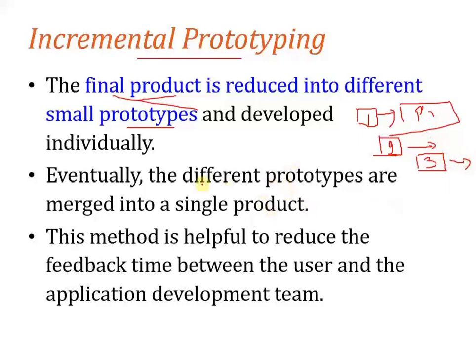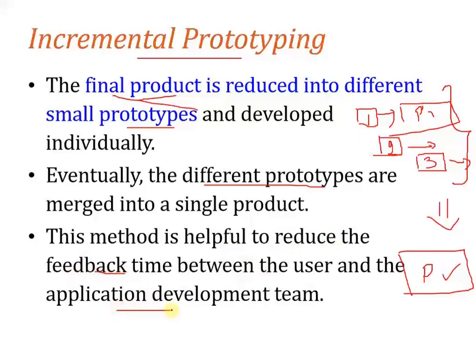And finally, the different prototypes are merged together. So these 3 things will be merged together to form the complete prototype of the particular product. So first we'll be dividing into various small prototypes and then go for testing individually. After everything is fine, we'll go for the final verified prototype which is working fine. So this is called as incremental prototype. And this method is used to reduce the feedback time between the user and the application development team.